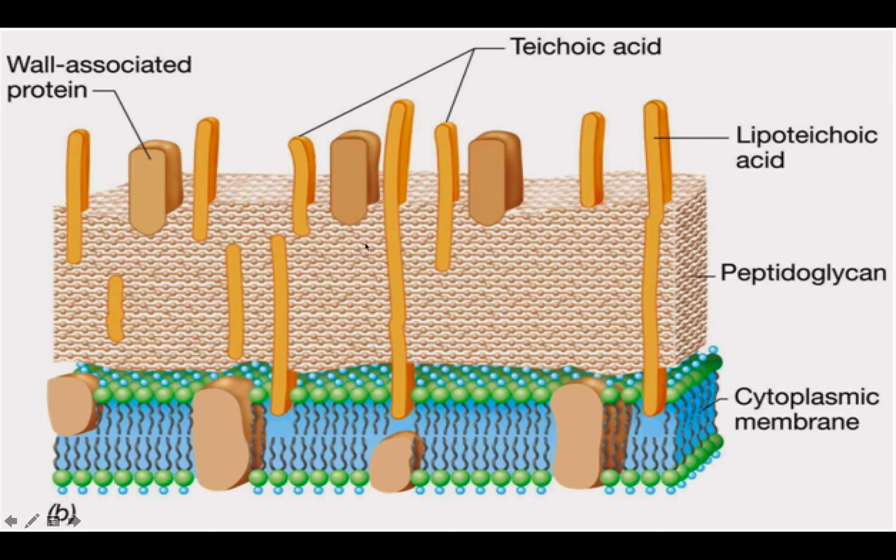And in this next slide, you have a cross-section of the gram-positive, and as you can see, a very, very thick layer of the peptidoglycan. And then you have the lipoteichoic acids and the teichoic acids embedded in the thick peptidoglycan layer. And then here you have the cytoplasmic membrane, phospholipids, and then you have the tails.